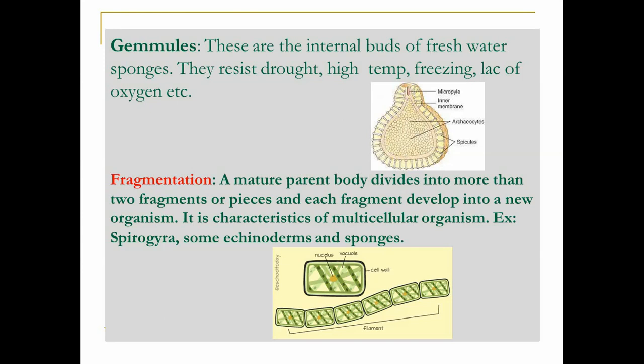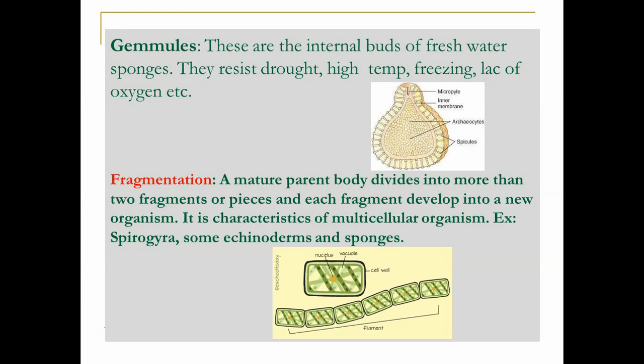It is a characteristic of multicellular organisms. Examples: Spirogyra, some echinoderms, and sponges. Here the figure is given. It's a filament of Spirogyra. Spirogyra is a filamentous multicellular algae which consists of a number of cell-like structures. This filament splits into a number of pieces or fragments which later develop into a mature adult filament.